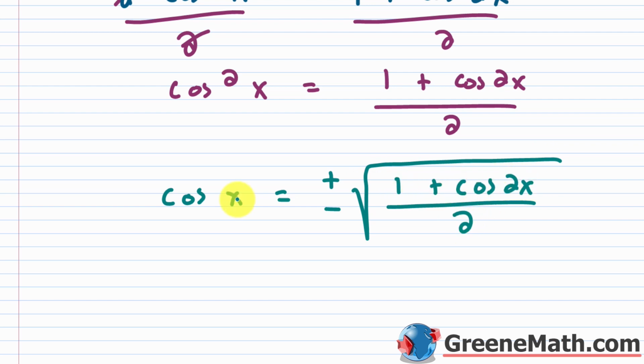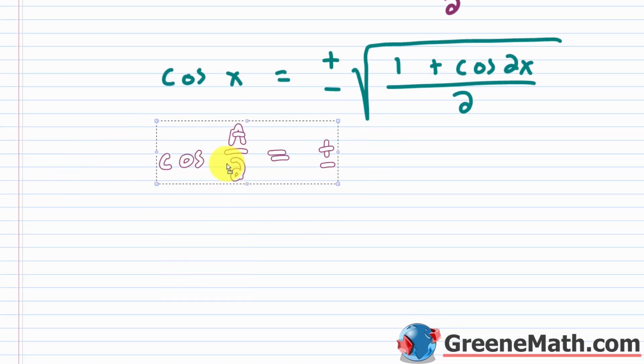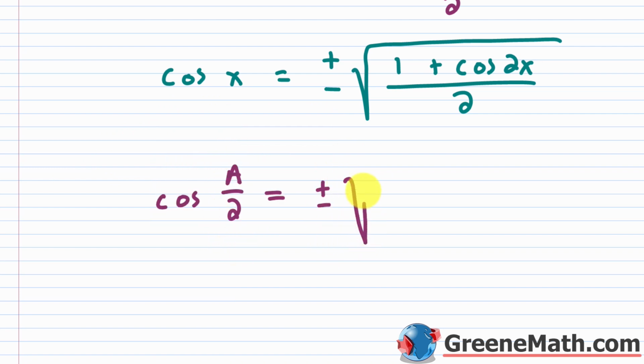The idea here is that you have x and then you have 2x. So you're going to plug in an a over 2, or you could do theta over 2 or whatever you're working with, everywhere there's an x. So basically, you're just going to say that this is the cosine of, let's just say this is a over 2, and this is equal to plus or minus, and I don't think this is going to fit. I didn't give myself enough room, so bring this down here.